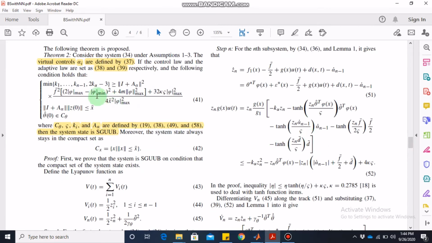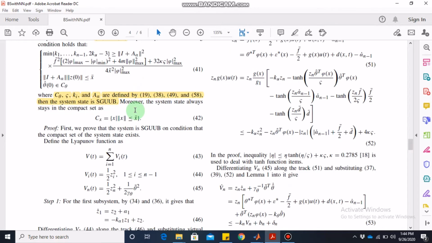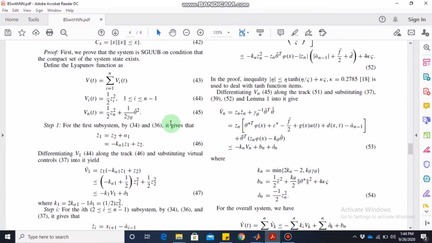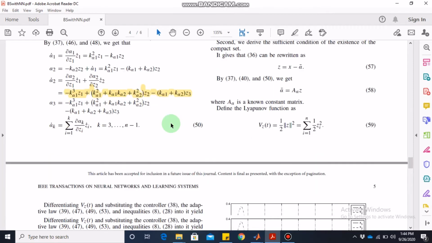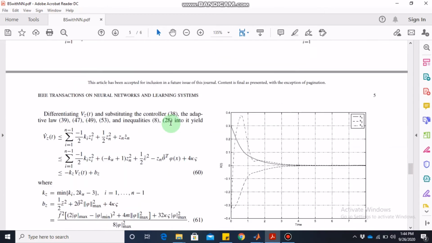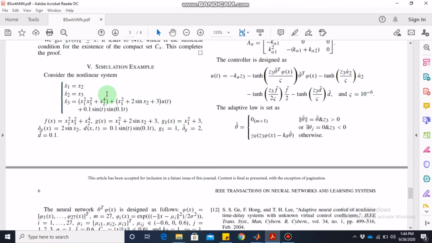So continuing in this manner, they discussed different Lyapunov function based proofs of their theorems, and here is the section that we are most interested in, the simulation example. In this section they have provided a third order system, x1 dot equal x2, x2 dot equal x3, x3 dot equal to this nonlinear time varying function, and in this system f of x is this equation, g of x is also given, and then g1 and different things have been identified. So what we are going to do is simulate this system in MATLAB.